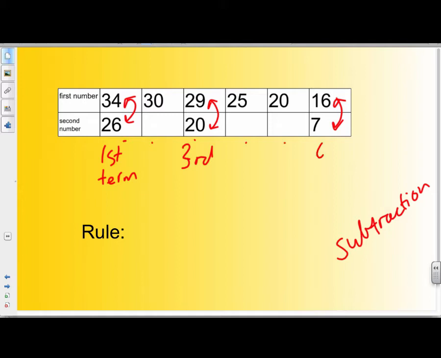And the sixth term. What is it? It's subtraction. What's the same? Okay, I hope you worked out that it is take away 9 every time. 34 over here, take away 9 equals 26. 29, take away 9 equals 20. 16, take away 9 equals 7. The rule is take away 9.